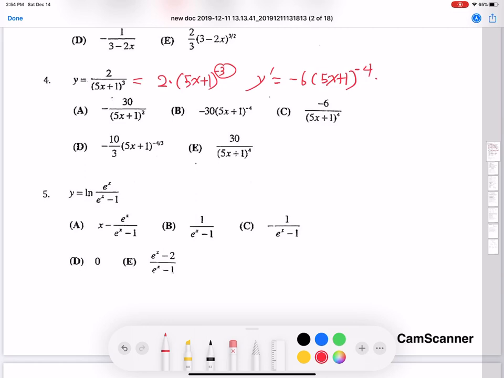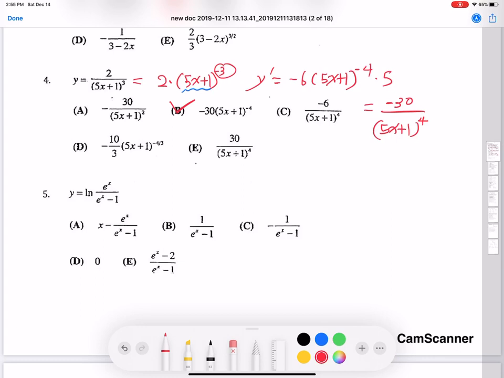And then by the chain rule, we have to multiply it by the inside function's derivative, which is 5 in this case. So negative 30 over 5x plus 1 to the fourth, which is negative 30 times 5x plus 1 to the negative fourth. So B is the answer.